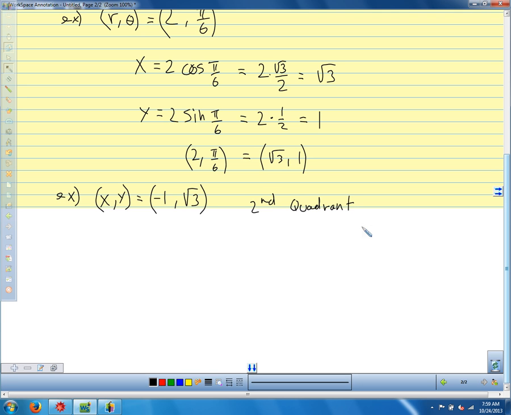So how are we going to find our angle? How are we going to find theta? Tangent theta is negative square root 3. So where in the second quadrant is tangent theta negative square root of 3? What is it? 2 pi over 3. So theta equals 2 pi over 3.